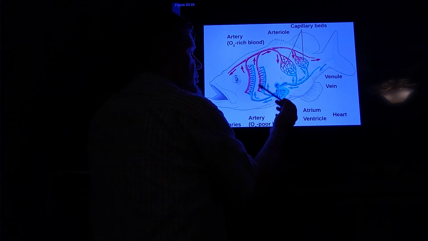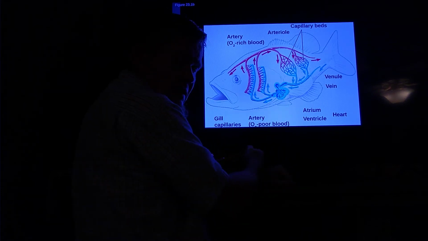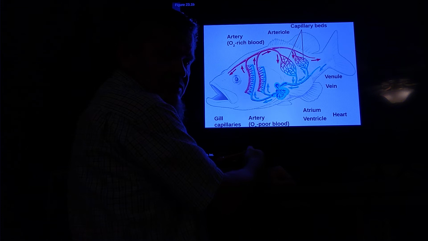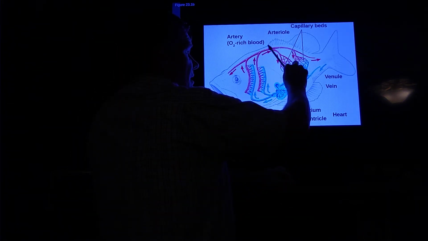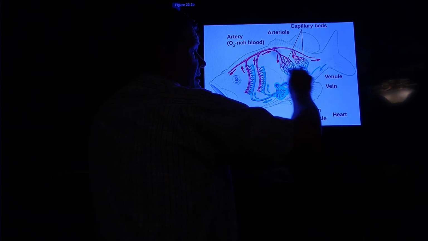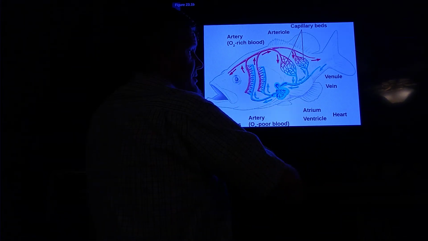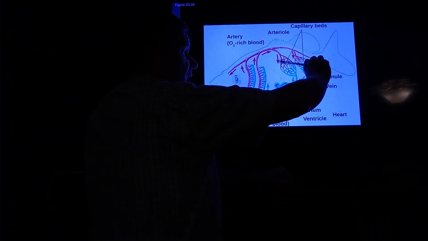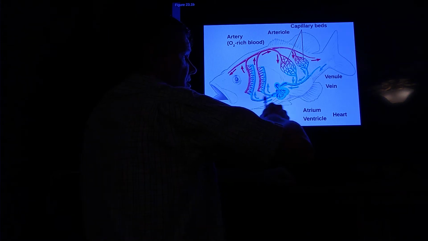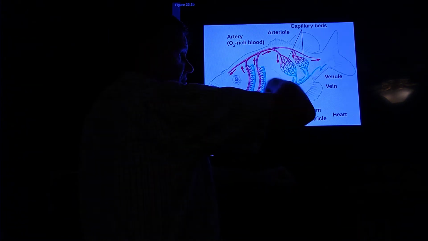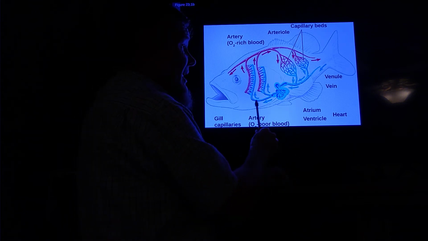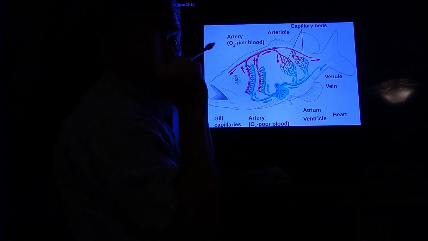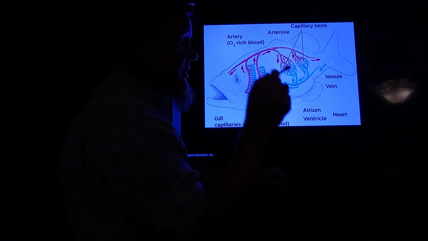The ventricle pumps blood to the gills. In the gills, the blood drops off oxygen, picks up carbon dioxide, and now that it is freshly oxygenated, it's going to go to the rest of the body. And in the rest of the body, it's going to drop off that oxygen, it's going to drop off the nutrients, and then it's going to come back to the heart so it can go on this round, never-ending cycle. But again, it's just one loop, just one circuit.